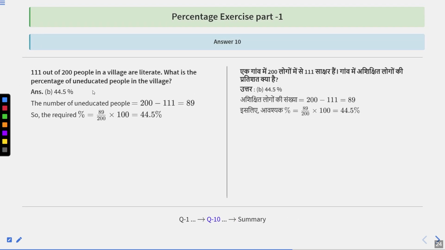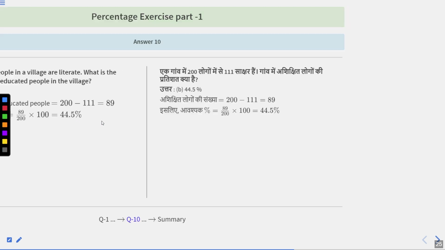Now, if out of 200, 111 are literate, that means 200 minus 111, that is 89 are illiterate, or you can say uneducated. So the percentage of uneducated people is equal to uneducated upon total into 100. So 89 upon 200 into 100, that is going to be 44.5%. Option number B is the right answer.